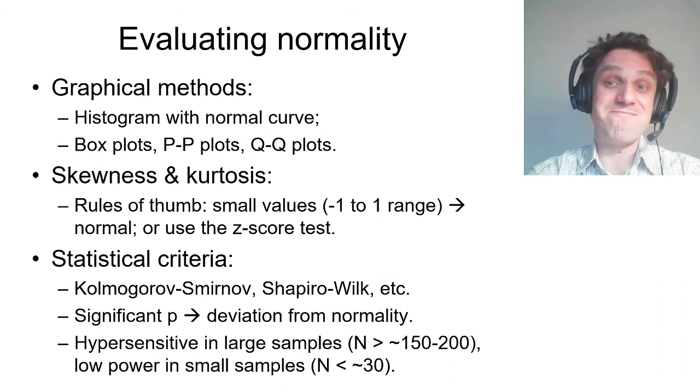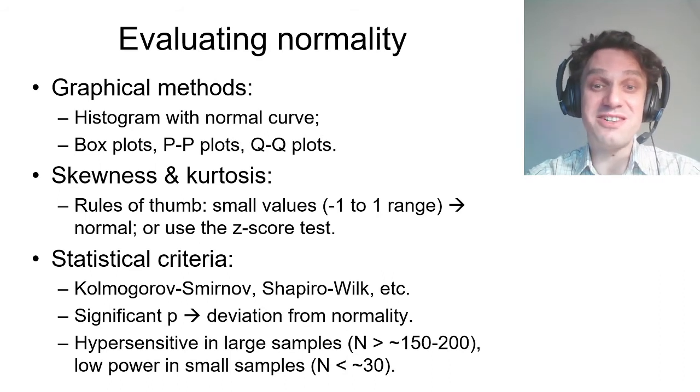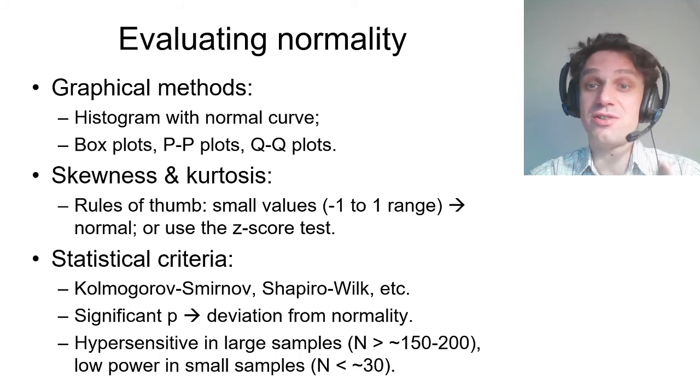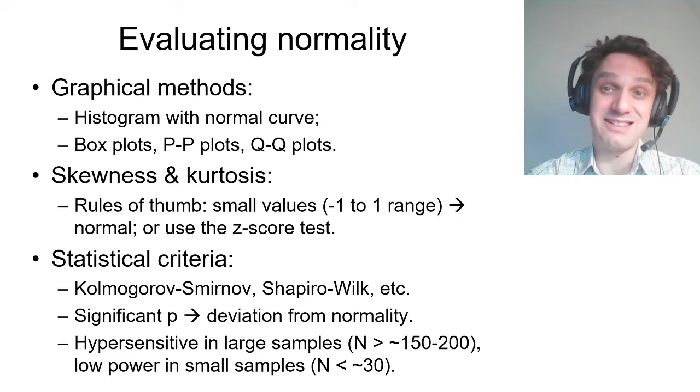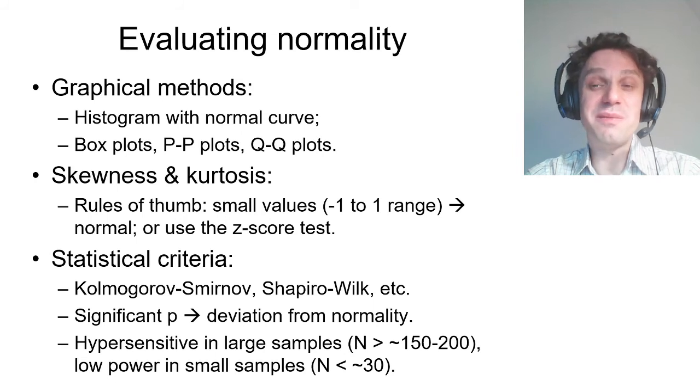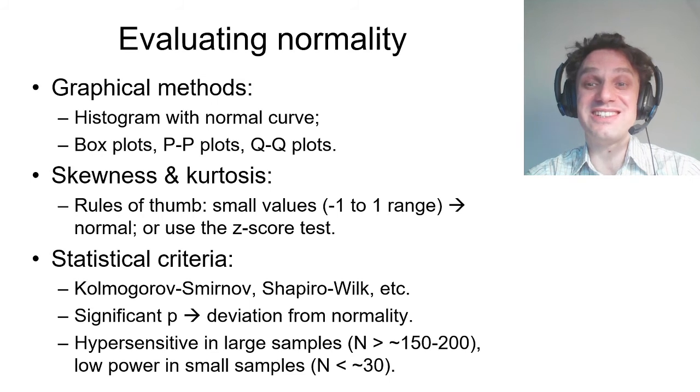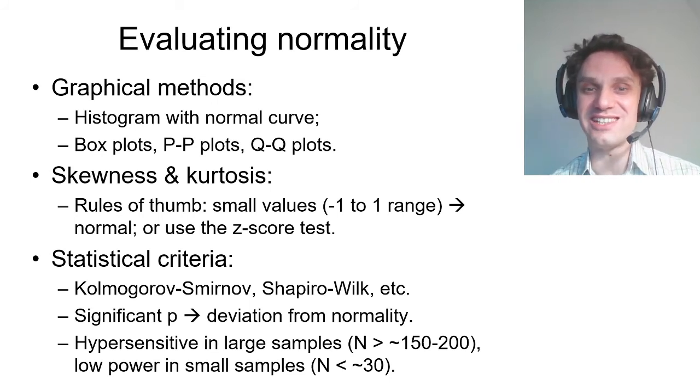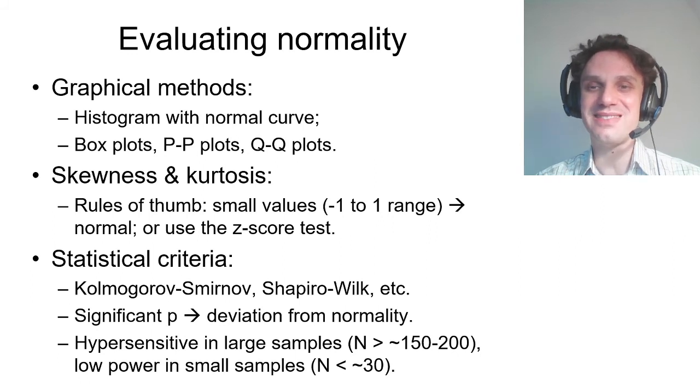And on the contrary, if your sample is very small, about 30 observations or less as a rule of thumb, probably these tests will not be powerful enough. Even if your deviation from normality is quite substantial, it will not be possible to say that it is statistically significant just because your sample is very small. That's why in small samples, it's very difficult to tell if your distribution is normal.